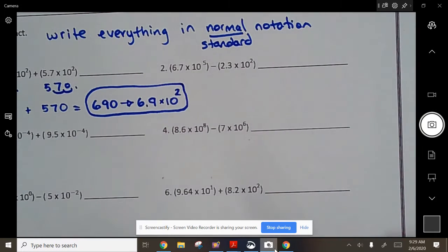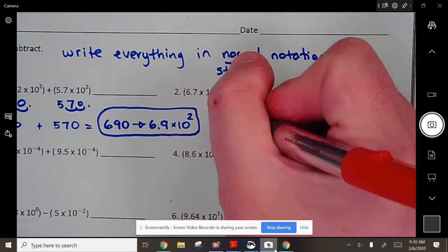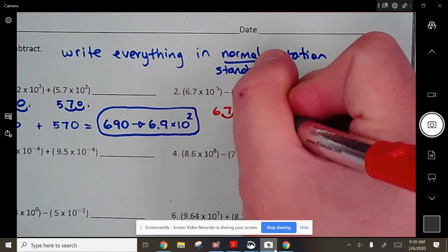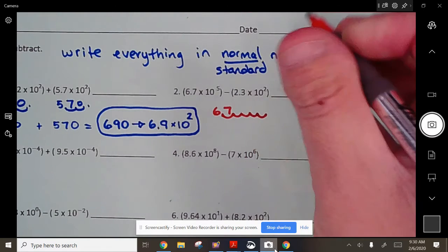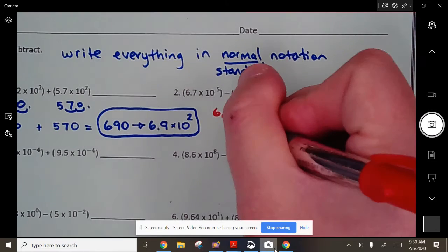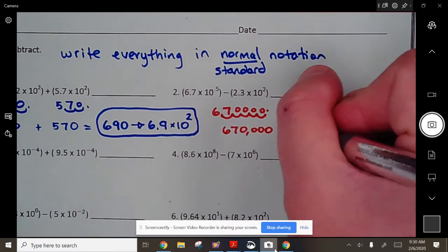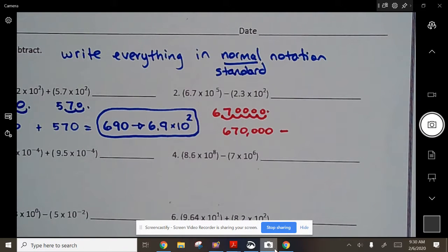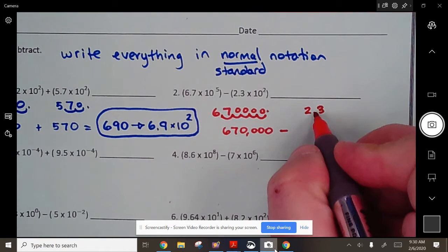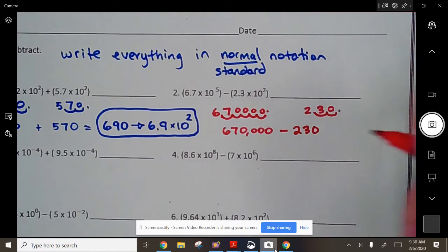Same idea, but now instead of adding, you're going to be subtracting. 6.7 times 10 to the 5th, 1, 2, 3, 4, 5. So that answer actually is 670,000 minus, what's this one going to be, 2.3 times 10 to the 2, so 230.